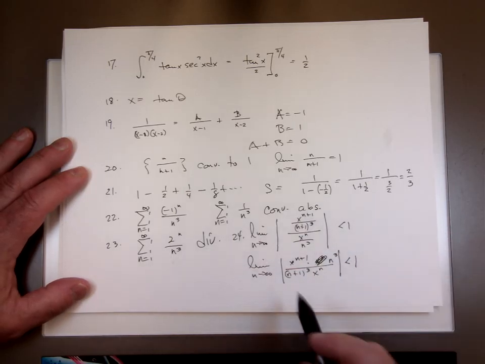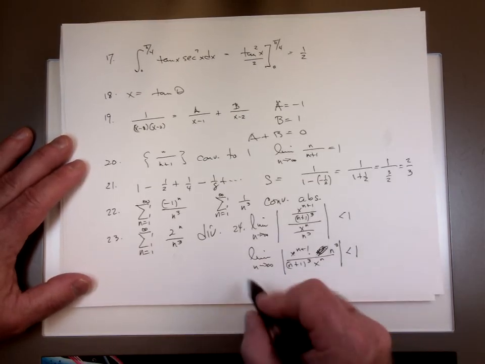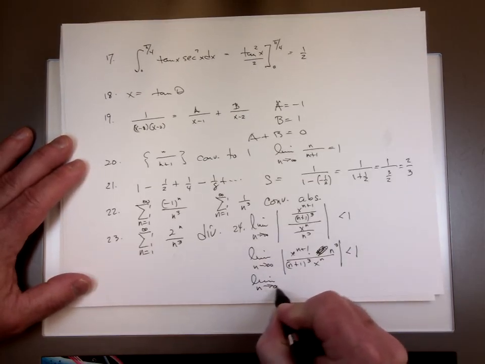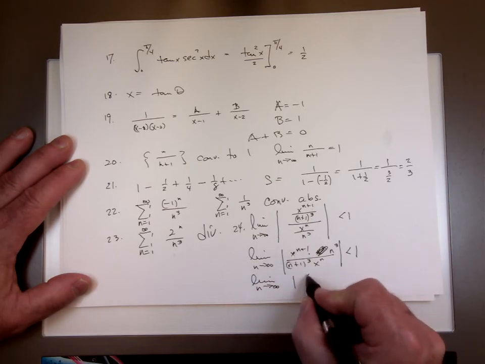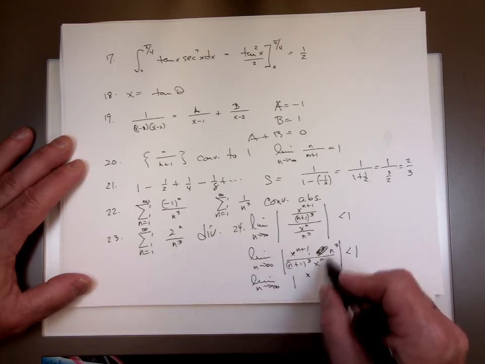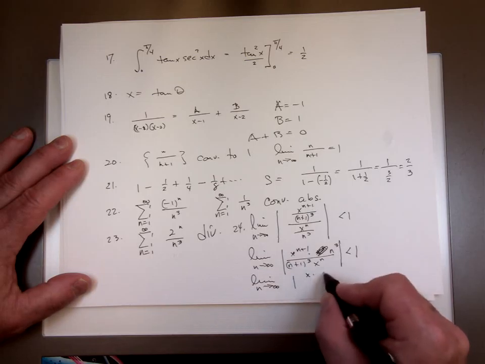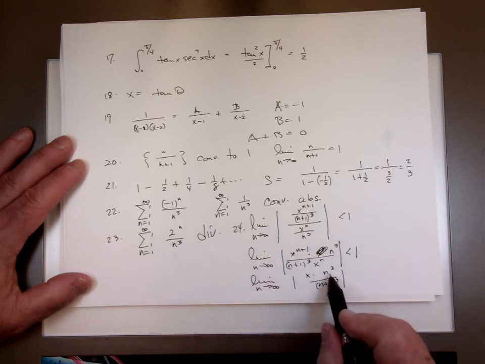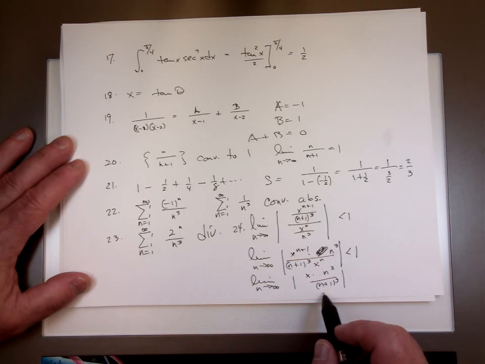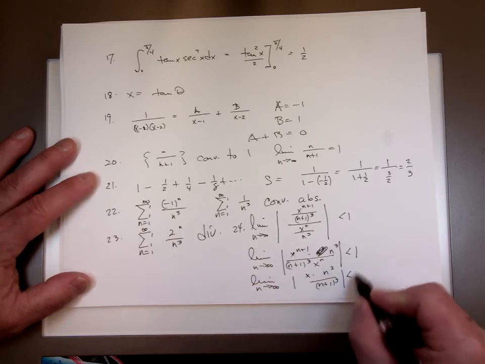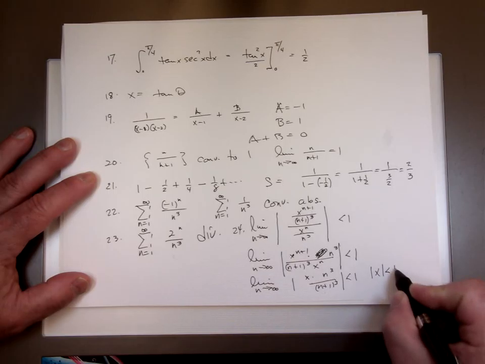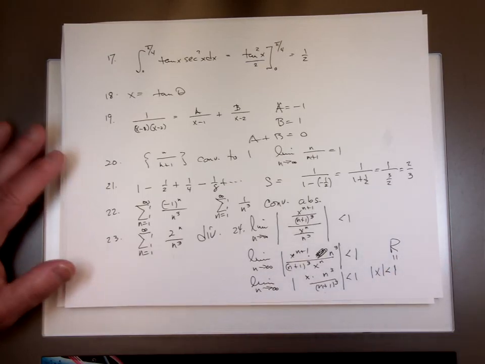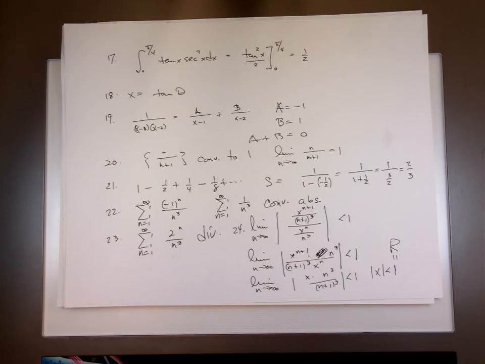Now what happens when you simplify this? You get a limit as n goes to infinity. Subtract the exponents, you get an x. And then over here you got n cubed over n plus 1 cubed. Well, n cubed over n plus 1 cubed, that limit as n goes to infinity is 1, because the same degree ratio of leading coefficients is 1. So you end up with the absolute value of x is less than 1, and that means the radius of convergence is 1. So 24, r is equal to 1.